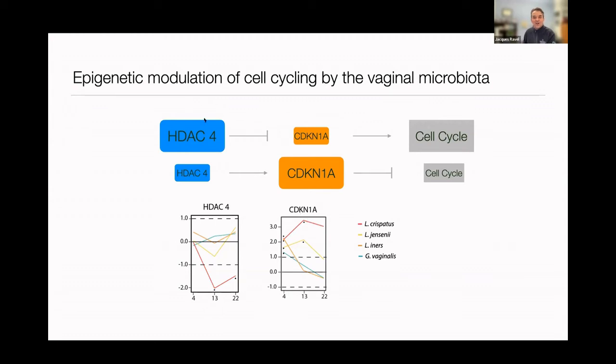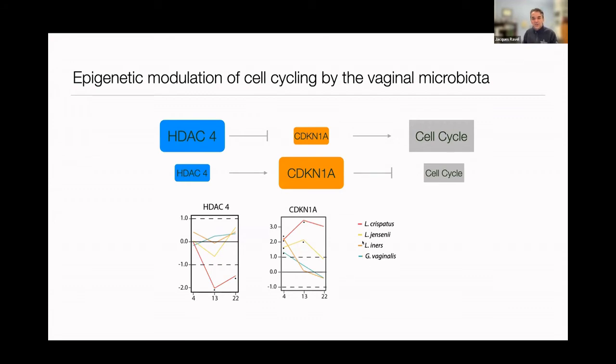So when you have a lot of HDAC expressed, it inhibits the inhibitors and allows the cell cycle to proceed. When you don't have histone deacetylase 4, you have an increase of the inhibitors, which can then inhibit the cell cycle, which supported very well a reduction of the cell cycle by lactobacillus over Gardnerella vaginalis.